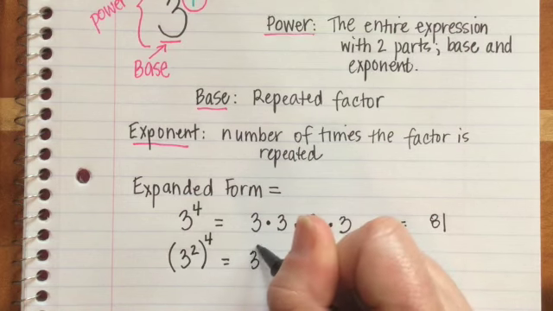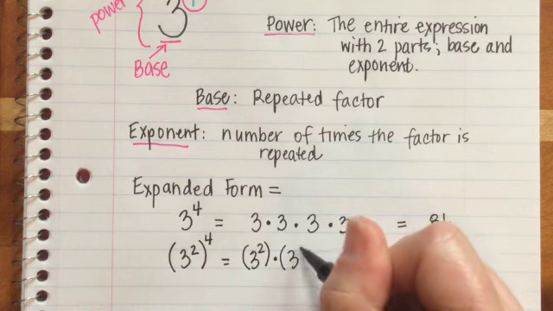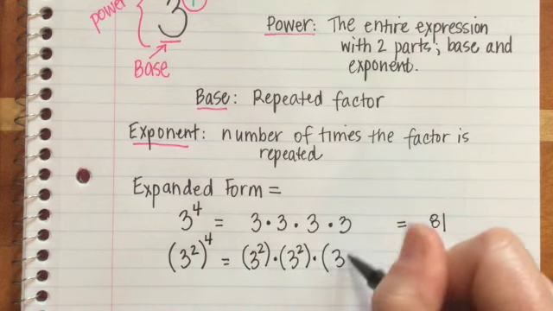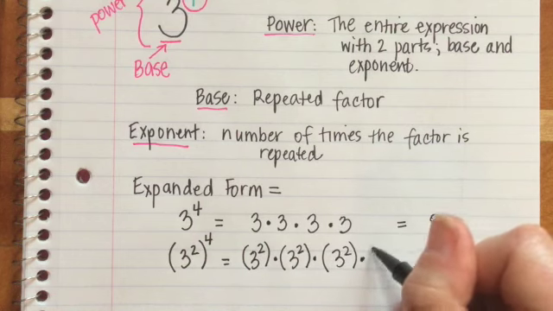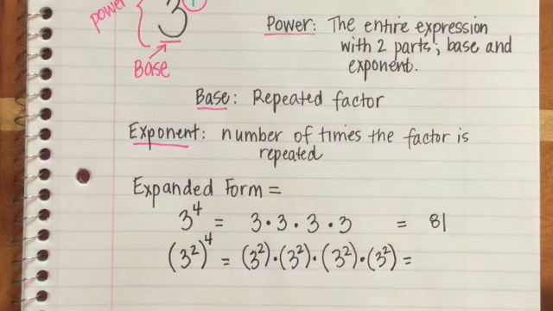So I have 3 squared. I'm going to use my parentheses to keep the 3 and the squared together. We like to be specific in math, right? So that 4 up top was just telling me you've got 4 of these 3 squareds.